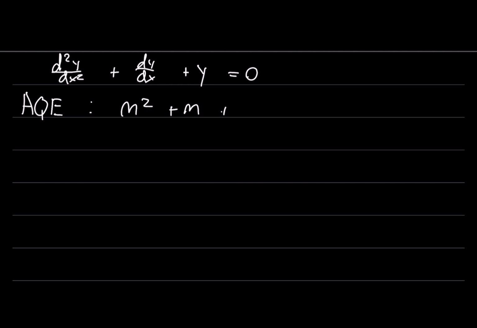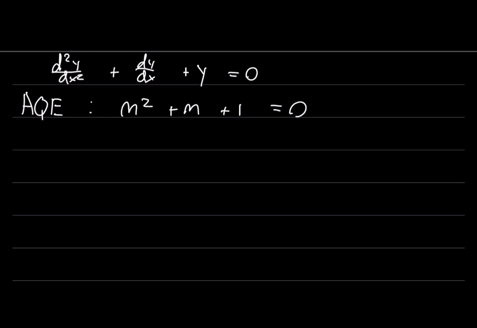So let's try something that isn't real. What if I ask you to solve d squared y by dx squared plus dy by dx plus y is equal to 0? Again, we're just going to instantly create our AQE, which is going to be m squared plus m plus 1 equals 0. Now if you realize, we can't use the AC method for this.